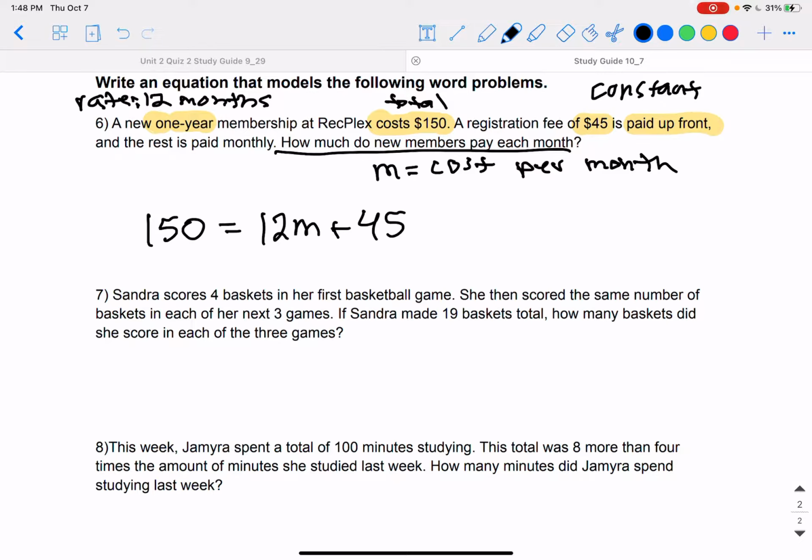Okay, so now to get M by itself, I'm going to subtract 45 from both sides. This cancels. 150 minus 45 is 105. I'm going to come over here.